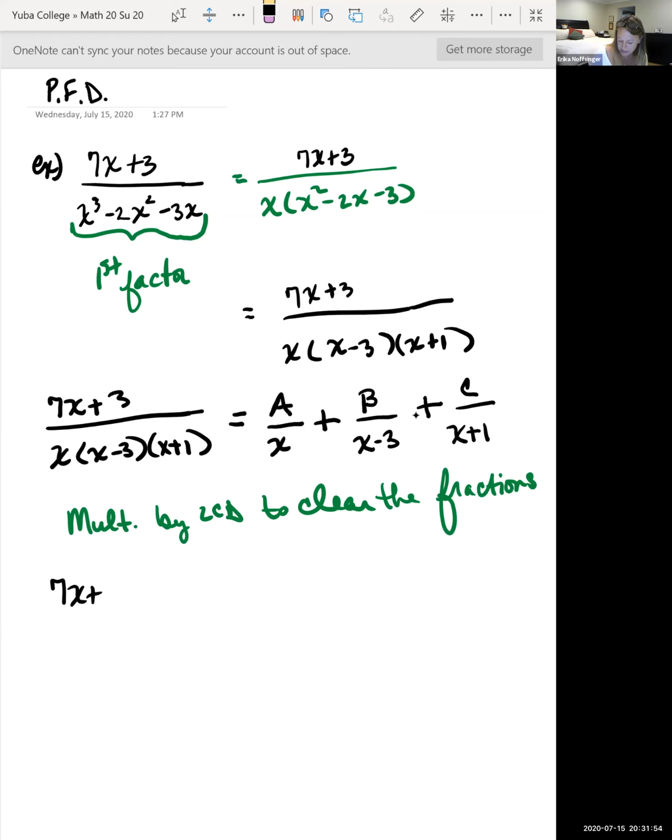is equal to a times, we'll figure out what pieces are left, what's missing. Well, the x piece would have canceled when we multiplied by the LCD, but we would have been left with the x minus 3 and the x plus 1. Plus b all times what would have canceled out when I multiply by the LCD. X minus 3 would have canceled, but we would have been left with the x times x plus 1.